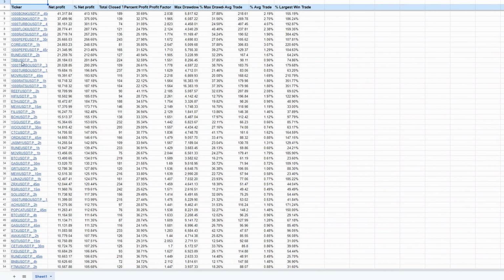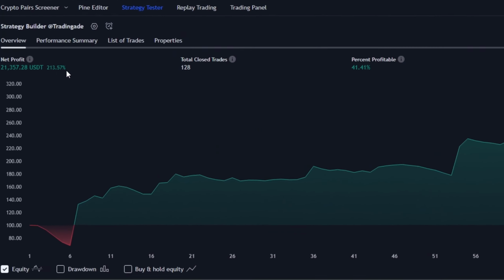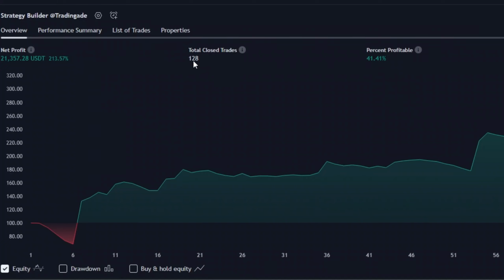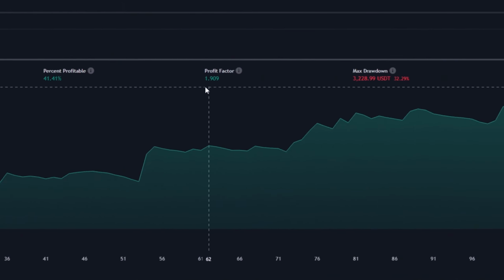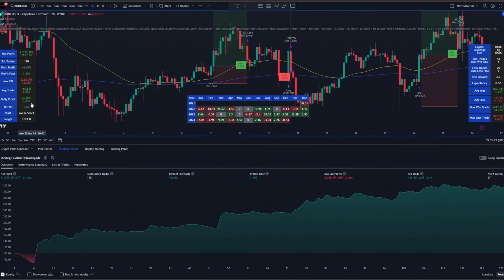Another equity that I probably like more is this RUNE USDT based on 2-hour time frame. As you can see, the equity shape is less hysteric and it's more steady. We have 214% net profit, 128 trades, 41% win rate, 1.9 profit factor, 32% max drawdown, and 1.67 average trade. 6.61 net profit slash drawdown, which is similar to the previous backtest, max win row 4, max loss row 9, which is absolutely better than the previous backtest.